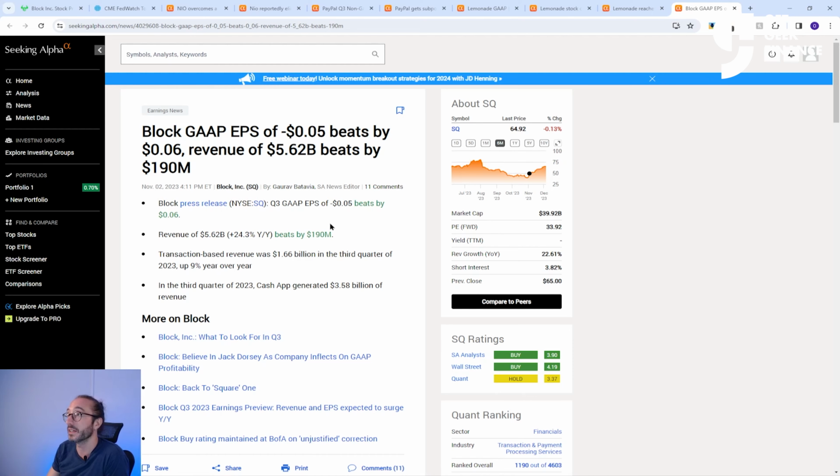beating by 190 million. They also announced a $1 billion share buyback, and they stated they should achieve the rule of 40 in 2026, which means the company's gross profit and adjusted operating income margins add up to 40. I've not added to Square in a while, and for now, this is a hold.